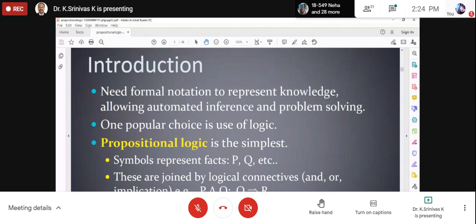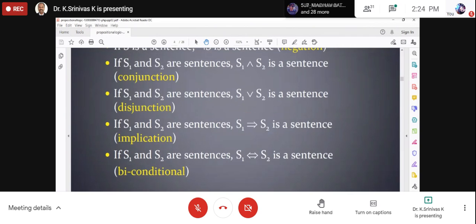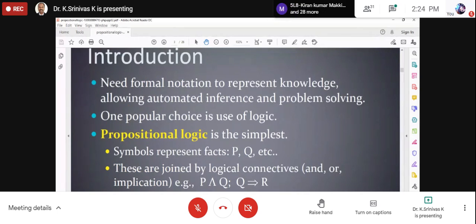Propositional logic. Now this is one of the simplest logics we are going to use in our system representation. Let us say we have two facts, P and Q. If P is one fact, whether it is true or false, and Q is also a fact, true or false, then what happens if you are going to prepare a propositional logic?